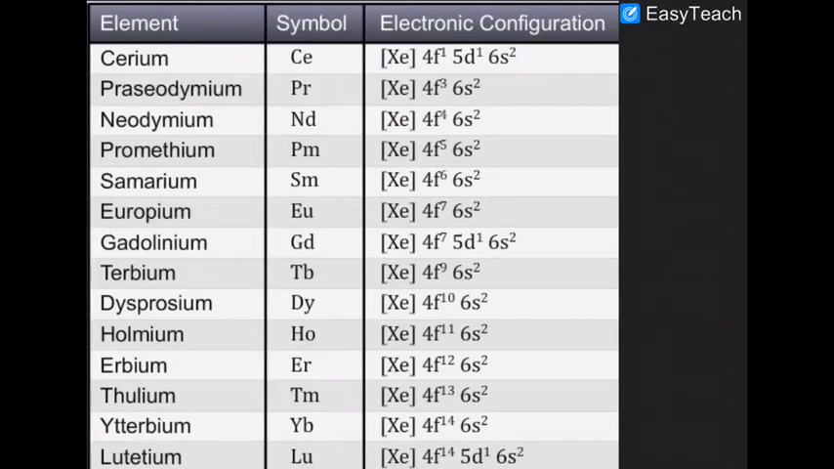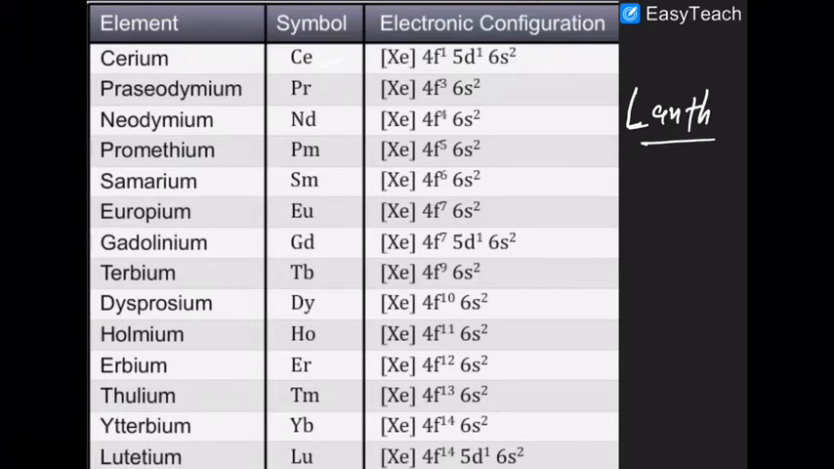Now we will discuss the elements that are popularly known as lanthanoids. They are called lanthanoids. So lanthanoids are given by what? We will give them some names.